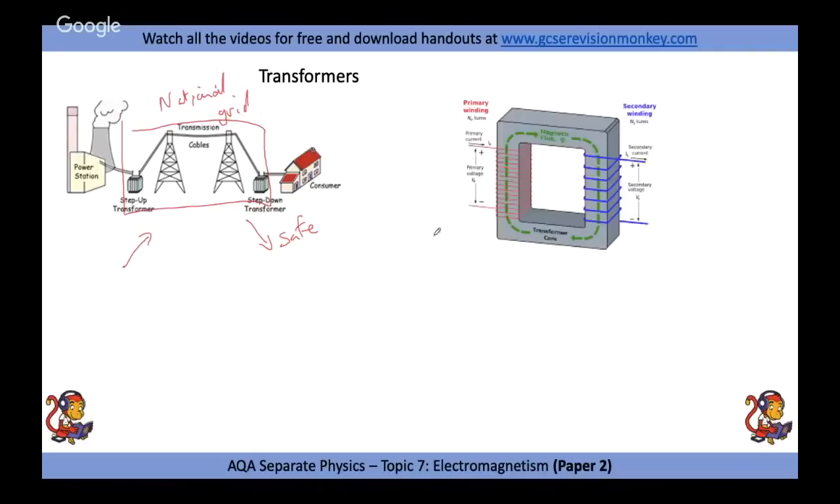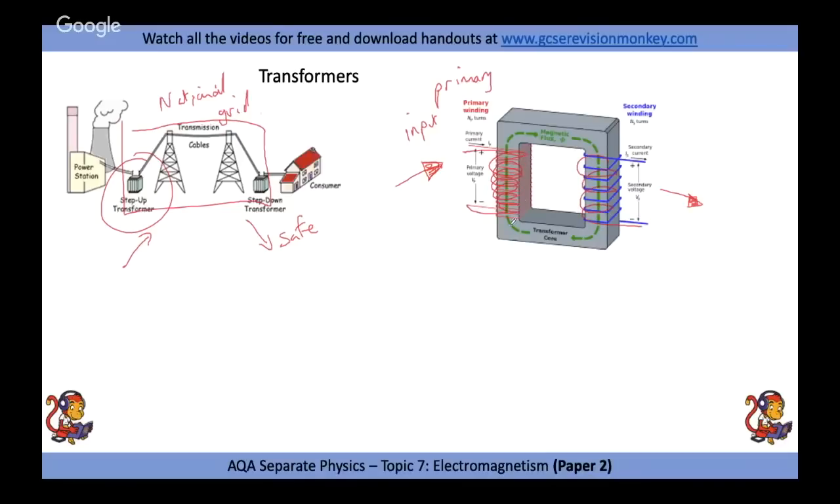Now, if we look at the transformer in a bit more detail, we've got a primary side. That really just means an input side, where if it's here next to the power station, this will be where the electricity from the power station comes in, and this is it being sent to the cables. So on this side, we can see we've got lots and lots of coils here. On this side, we can see we've got fewer coils.